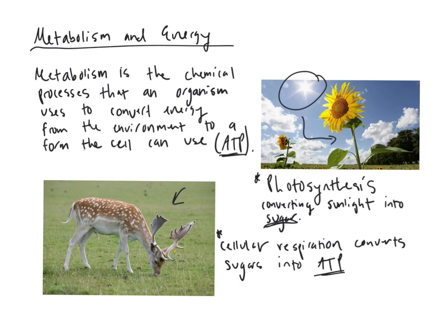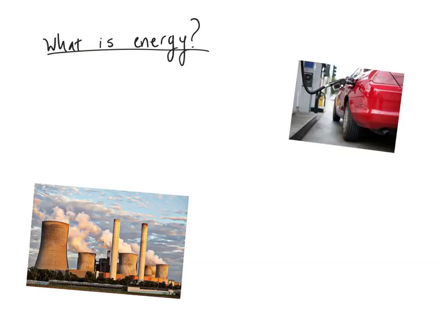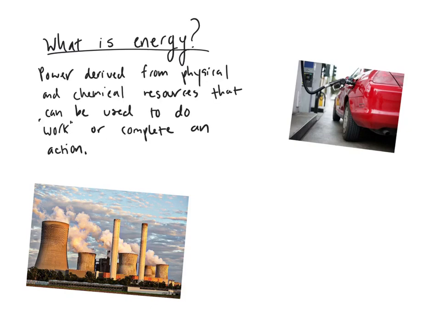So now let's take a look at the different types of energy that we have to focus on in biology. What is energy? Well, it's a little abstract because we can't taste it or see it, but we can use it and we can convert it from one form to another. Essentially, energy is defined as the ability to do work. Energy can come from a physical or chemical resource.